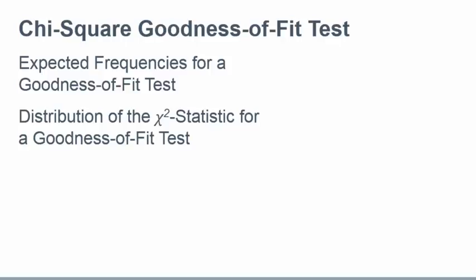Distribution of the chi-squared statistic for a goodness of fit test. The test statistic is chi-square equal to the sum of the observed value minus the expected frequency, squared, divided by the expected frequency, where we have degrees of freedom of C minus 1, where C is the number of possible values for the variable.